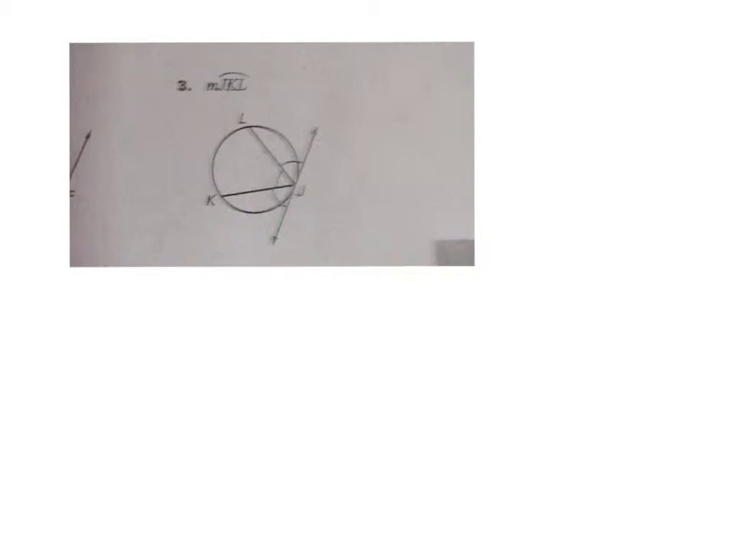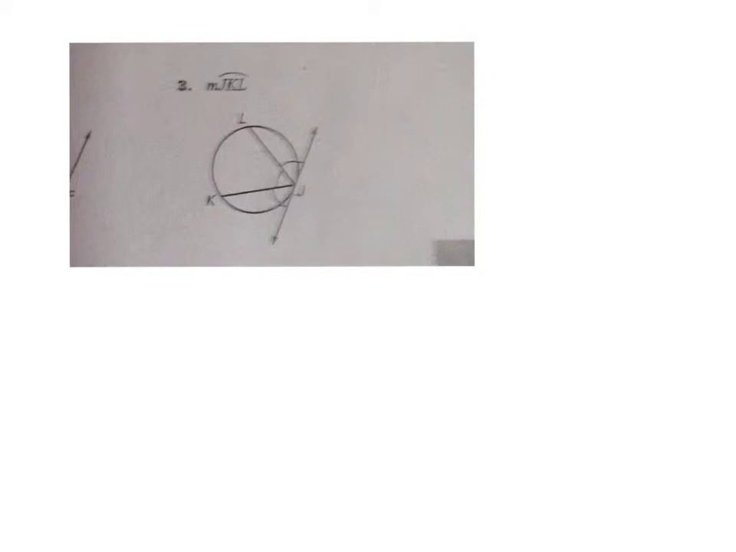Alright, this is number 3 from our homework, 10.5. It's kind of hard to see, sorry my picture's a little blurry, but these 3 angles right here, those are 3 congruent angles. So to figure out how big each one is, we know that it forms a line, so they need to add up to 180.